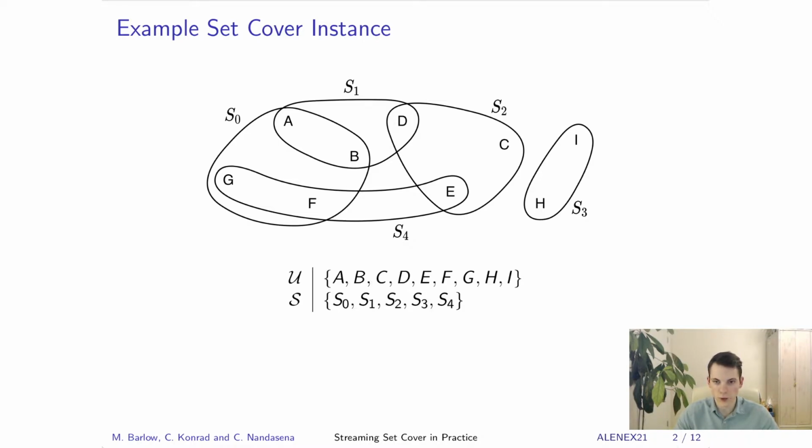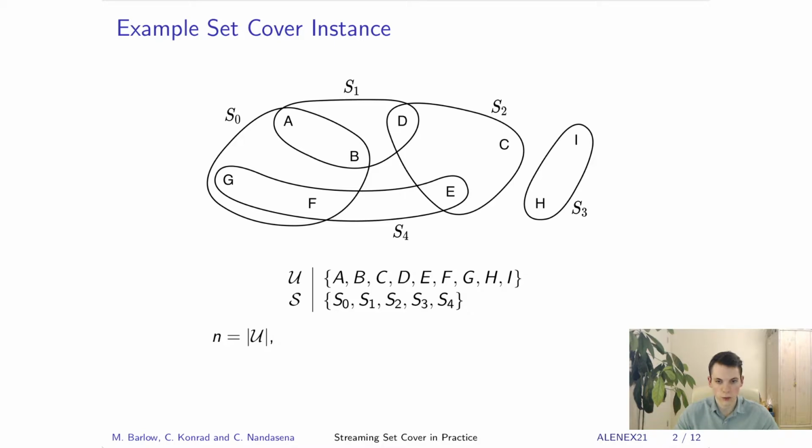We have a universe, in this case the letters A through to I, and a set collection which contains sets of elements in the universe. The aim of the problem is to find a minimal subcollection of sets such that every universe element is covered. So in other words, the union over all sets in the solution must equal the universe. And this fundamental problem has many real-world applications, from social network analysis to protein interaction prediction.